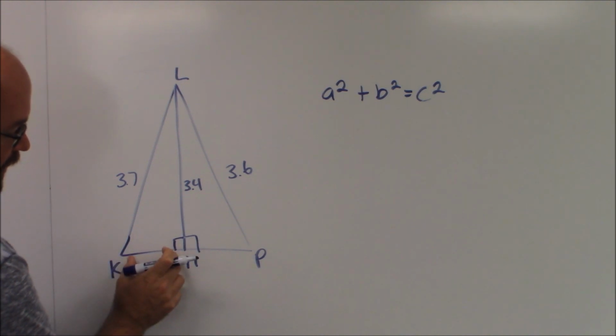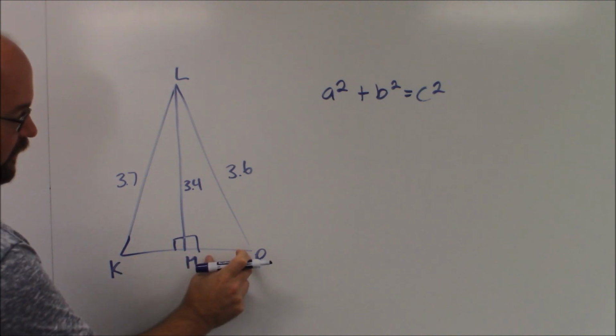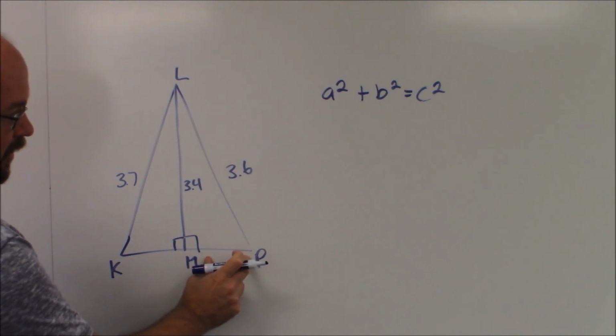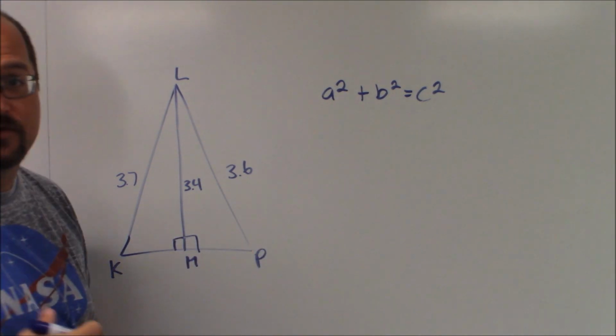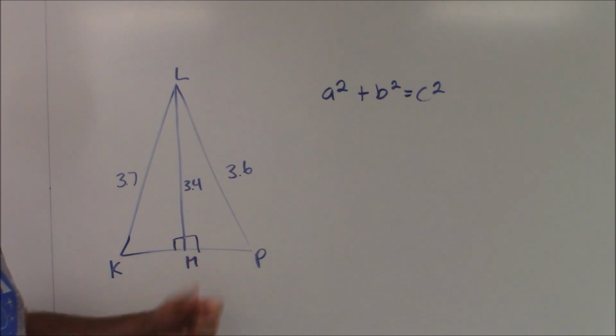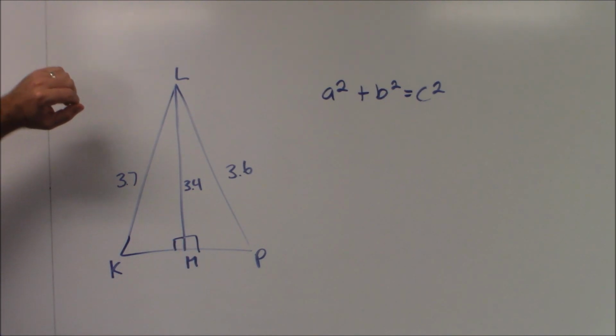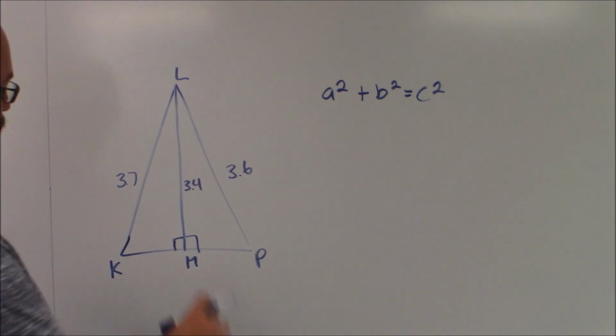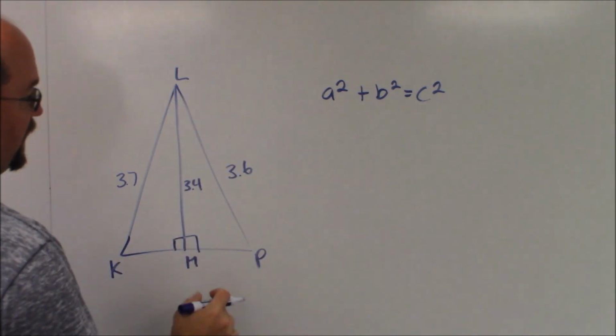Well, to find that value, you have to find this KM length, and you have to find this MP length, which means we're actually going to have to use the Pythagorean theorem twice in order to get these values. All right, so let's start with the KLM triangle. We're going to ignore this one for a second.